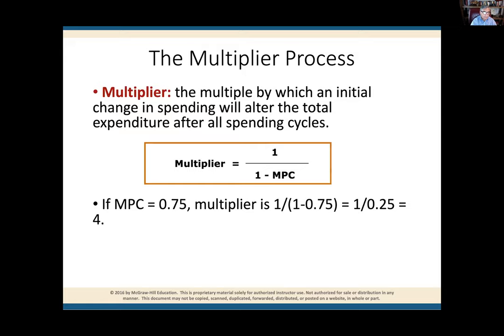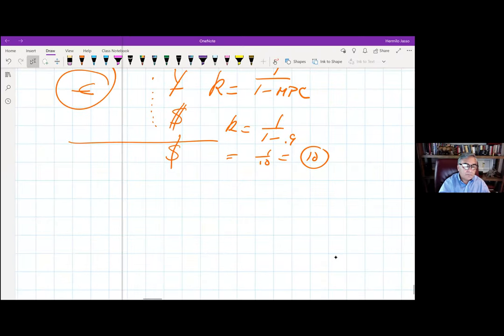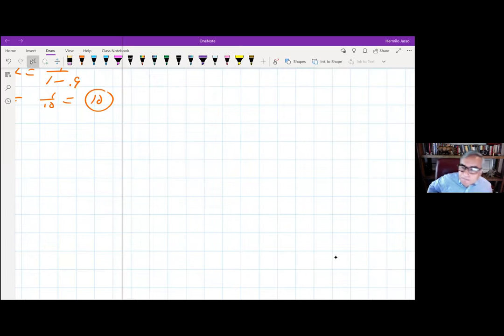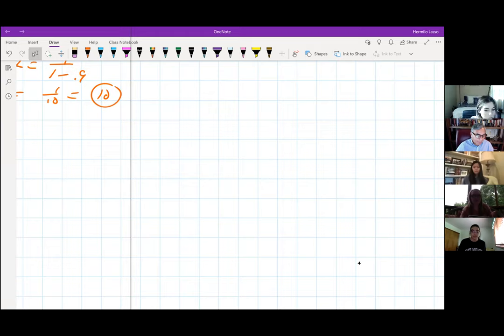Let me ask you questions. Do you see a black line going there on your screen? Yes. Okay, I don't know where that black line came from.